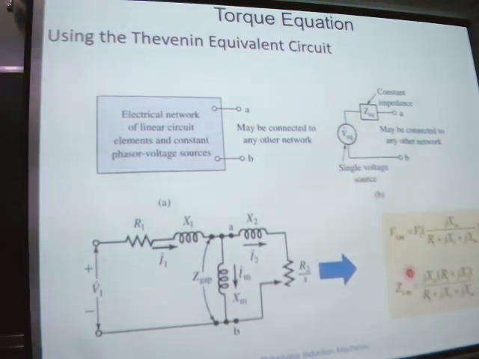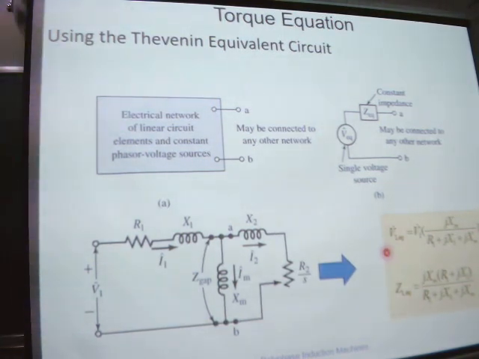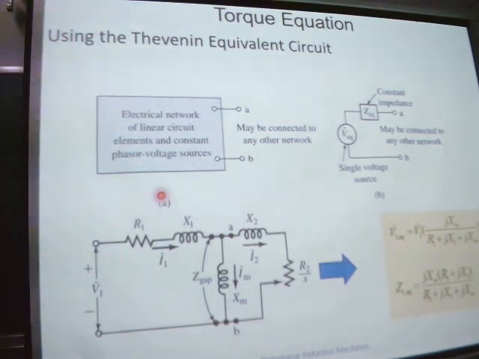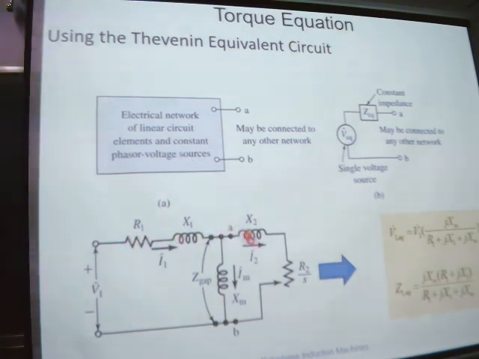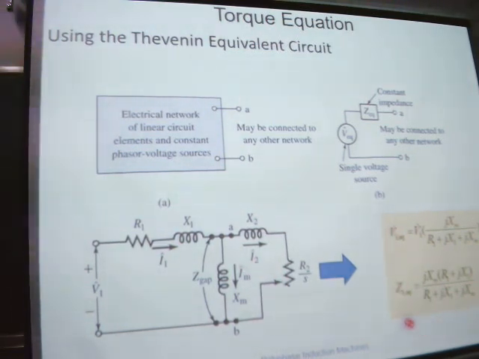Let's see these two equations. The equivalent voltage and the equivalent impedance can be calculated by these two equations, just using this figure with parallel and series connections. We mentioned yesterday how to calculate the equivalent impedance, so it's easy to obtain these two equations.